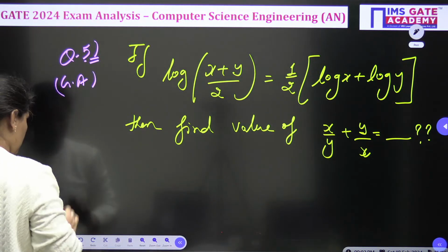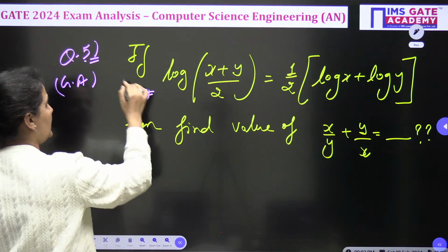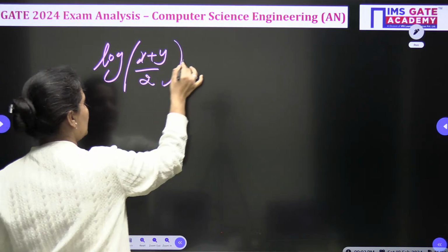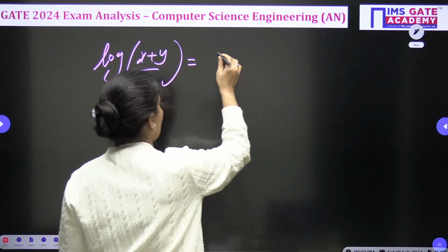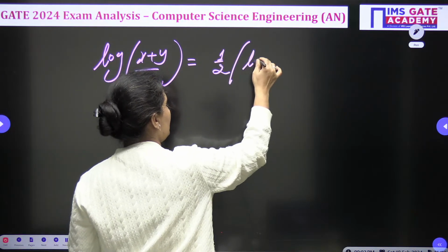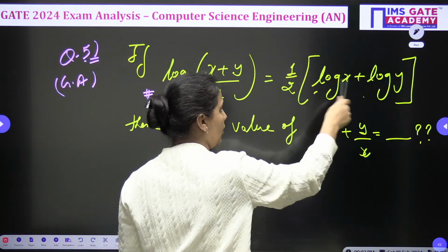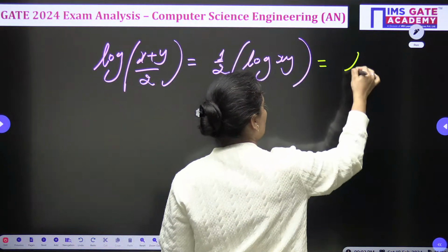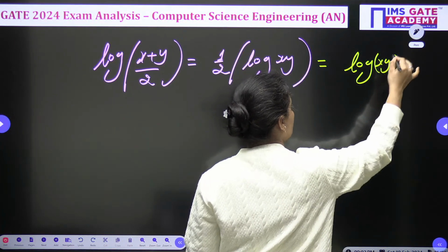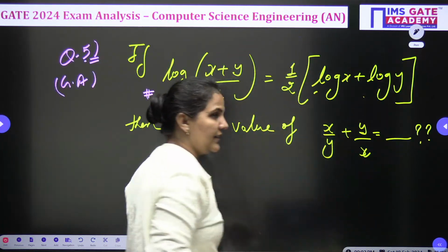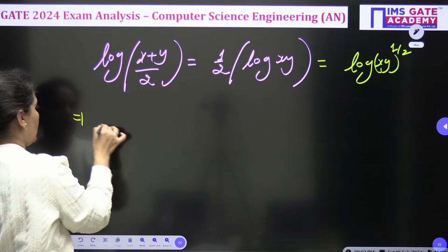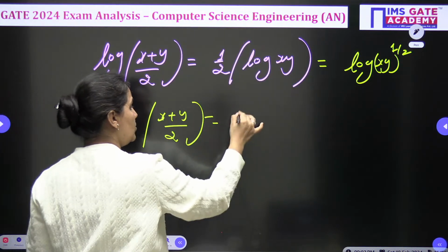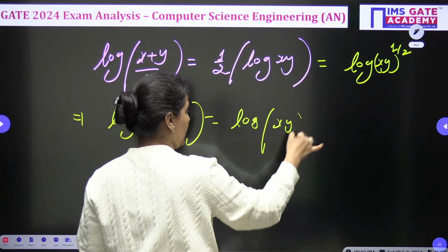Very easily we can use the simple logarithm property. So let's start from here. Log of (x plus y) by 2, I am taking as it is. This will be log m plus log n, so I will go with log of mn, meaning log of xy. Log m plus log n is log mn only. Can I write this directly as log of xy to the power 1 by 2? Yes, definitely. Now the base is the same: log of (x plus y) by 2 equals log of xy to the power 1 by 2.